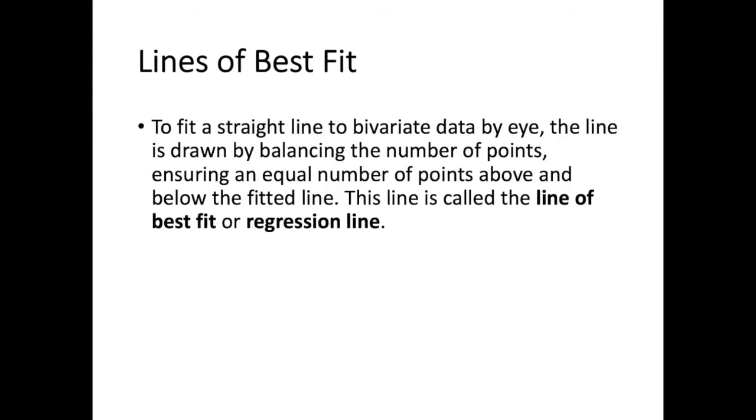When we've got bivariate data, so we've got an independent and a dependent variable, and we've placed that information onto a scatter plot, we can fit a line of best fit by eye. So that means having a look, trying to get the line so we've got an equal amount of points on our scatter plot, either above and below the line. So this would be called a line of best fit, or sometimes you may hear it or see it referred to as a regression line, which means the same as a line of best fit.